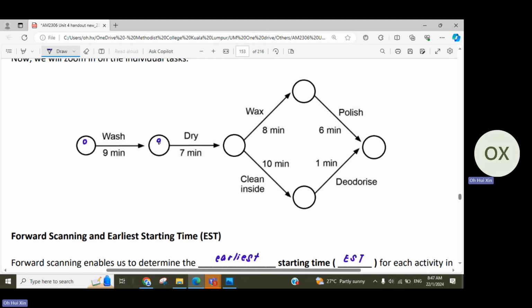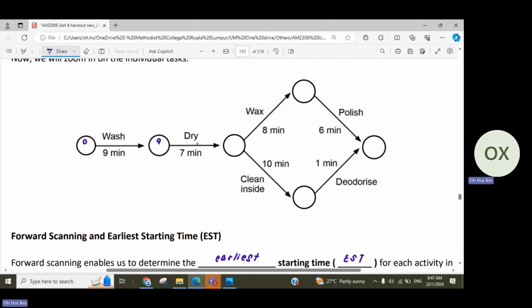And 9 minutes is also called the earliest starting time because you need 9 minutes for washing, right? Which means that if there's no delay, 9 minutes into the project is the earliest time that you are able to start drying the car. So this is why it is called EST, which is earliest starting time.